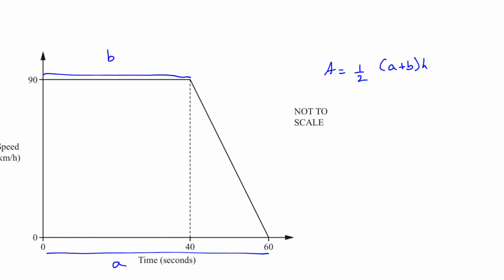The first thing we'll do is change our speed to meters per second as our time is in seconds. Now to find the distance, we'll write half. We can see our A is 60 and our B is 40. Height is 25. This will give us 1250 meters.